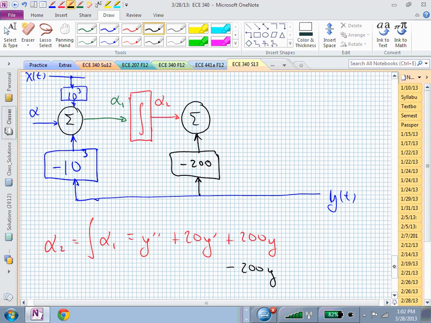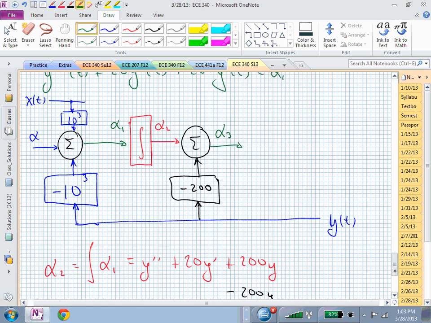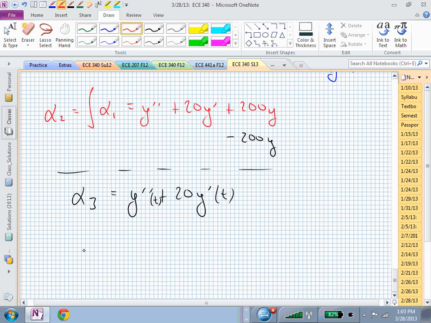Meaning, this signal right here is now alpha sub 3. Alpha sub 3 is y double prime plus 20y prime. Why don't I integrate that one time? That's going to give me alpha sub 4. Alpha sub 4 is now this integral of alpha sub 3, which is y double prime of t plus 20y of t.